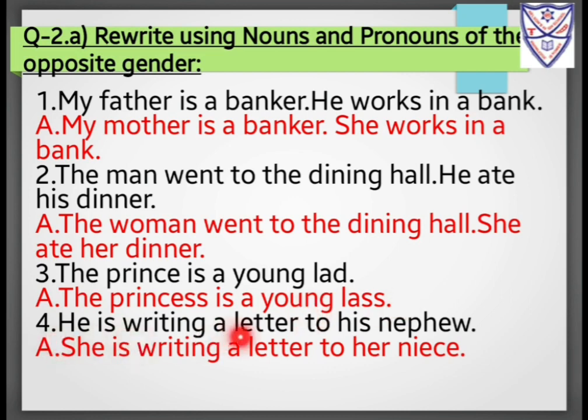Fourth one, he is writing a letter to his nephew. Now over here, he is a pronoun. So instead of writing he, we will use the opposite form of it. So it will be she. Now he we are using for masculine gender. Its opposite form for feminine gender will be she. Then his will become her. Again his over here is a pronoun, so its opposite will be her. Her we are using for feminine and his we are using for masculine. Nephew again we are using for masculine gender, so its opposite noun will be niece. So the answer will become, she is writing a letter to her niece.